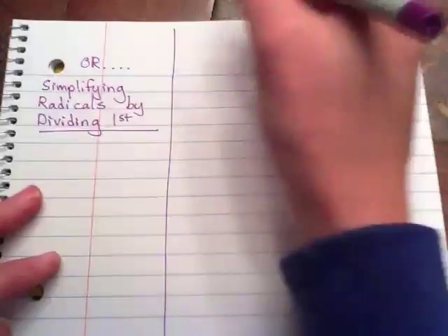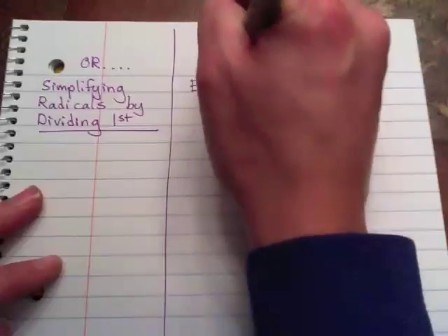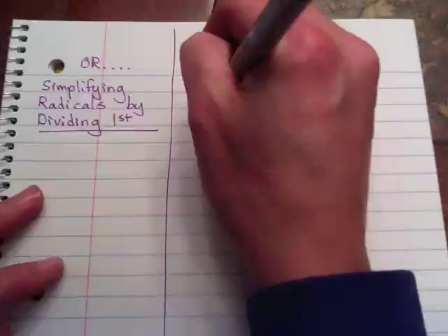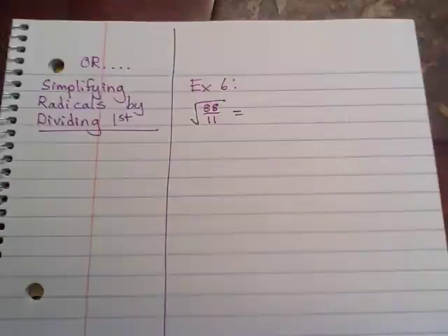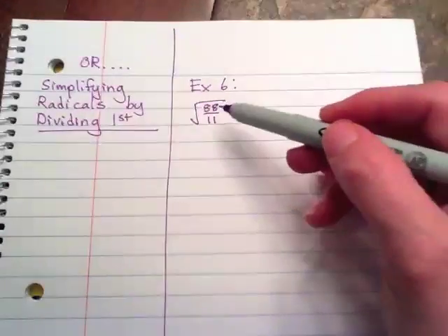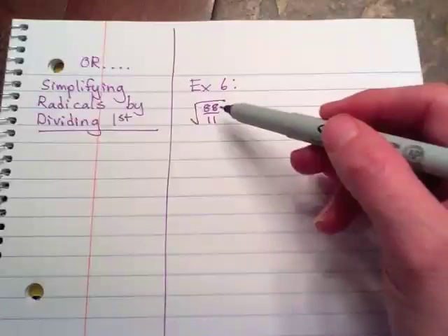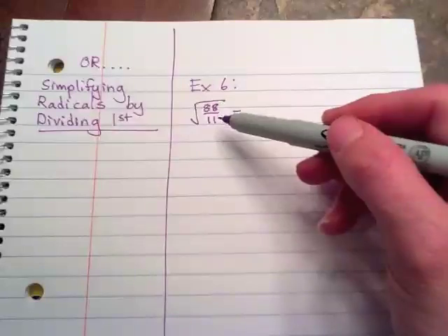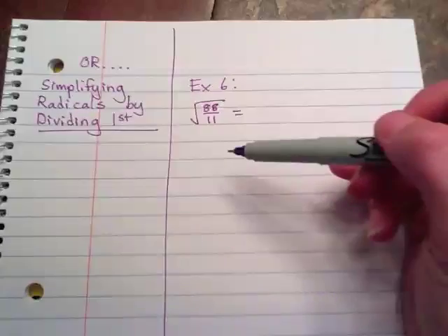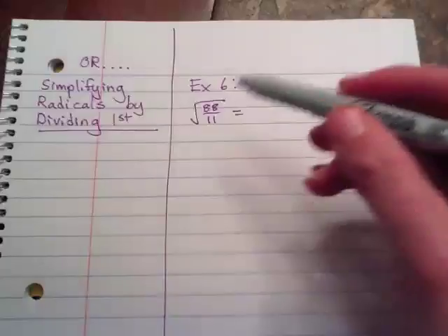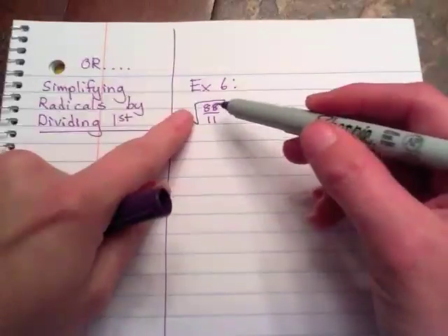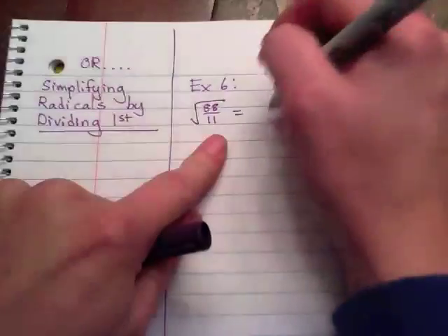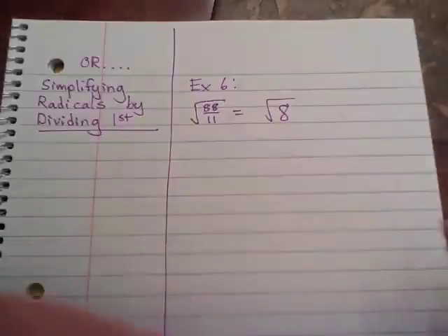For example, this is example 6. If I had something like the square root of 88 over 11. Notice here, no perfect square in either of these. There might be a perfect square factor, but these aren't perfect squares. And what I do realize is that 11 divides into 88 pretty easy. So I'm going to go ahead and just divide 11 into 88 instead of splitting it up, and get 11 goes into 88 8 times. So I have the square root of 8.